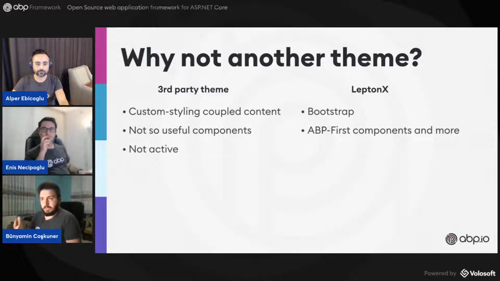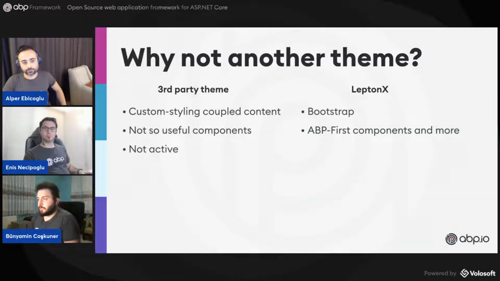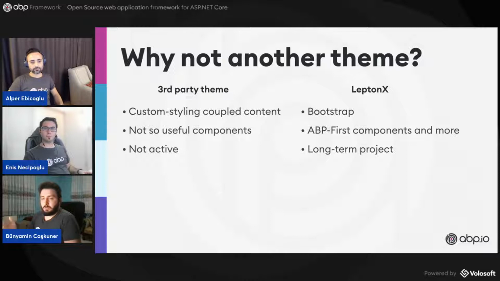And these third-party themes, they're not so active. Once you download a project, it just stays the same, and you have to develop your own project or your own features. If there are bugs, maybe you can fix them, or maybe the website you bought the theme from will fix those bugs, but not so much. But LeptonX is a long-term project. It will live as long as the ABP framework lives, so it's here forever.